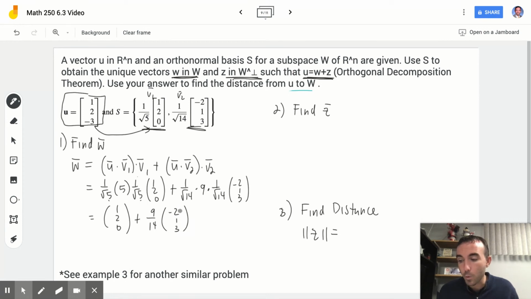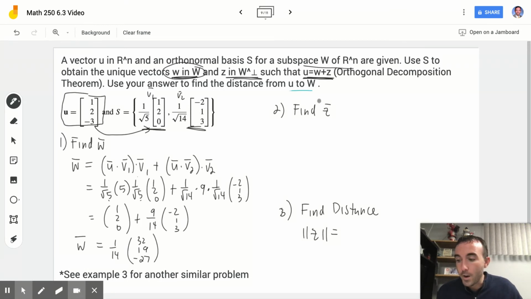At this point, you're welcome to use a calculator or start using common denominators, whatever you prefer. But if you put these two together, the final result should be 1/14 times 32, 19, and negative 27. So that's our vector w, and this lives inside of the subspace W of Rn. You can also leave everything over 14 inside if you want, but you don't have to.